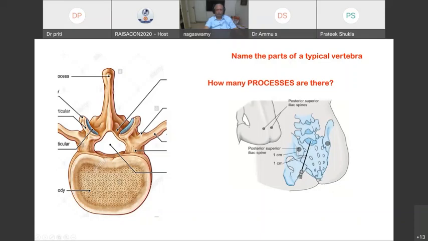What is this approach? Taylor's approach. Taylor's approach. So, how useful is it? It is useful in patients with any problem at all.